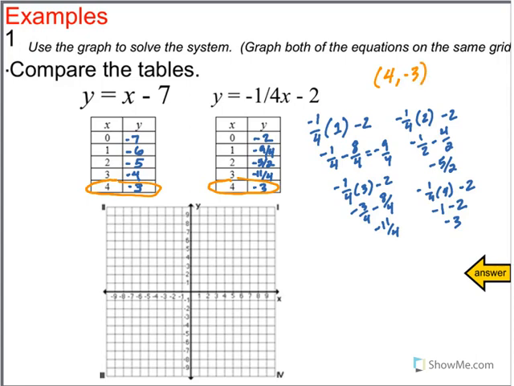But let's check the graph. So let's graph both of these lines. I'm going to start the first one at -7. There's my y-intercept, and that has a slope of 1, so up 1 over 1. Remember that we want to graph as many points as we can possibly graph, so that when we check our solution, we can clearly see where they intersect. My next one would start at -2.